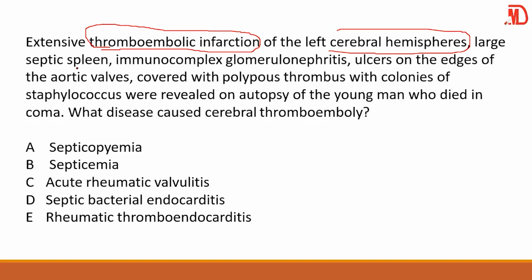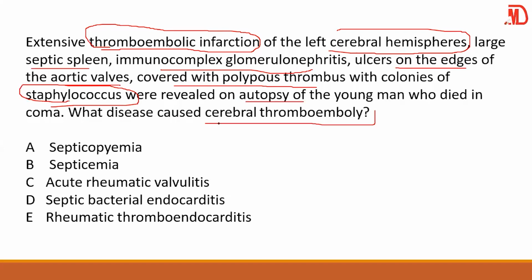There is large septic spleen, immunocomplex glomerulonephritis, ulcers of the edges of the aortic valves. In fact, the heart has even been involved. Covered with polypus thrombus with colonies of staphylococcus were revealed on autopsy. What disease caused the cerebral thromboembolism? Now you must know that. One of the things that staphylococcus can cause in a person is what we call endocarditis.